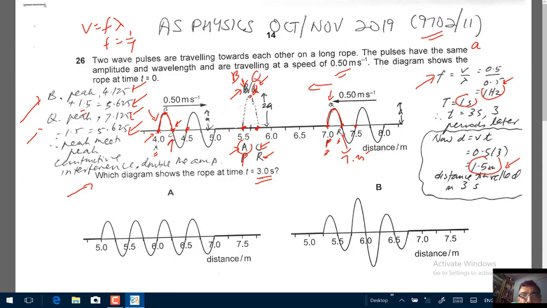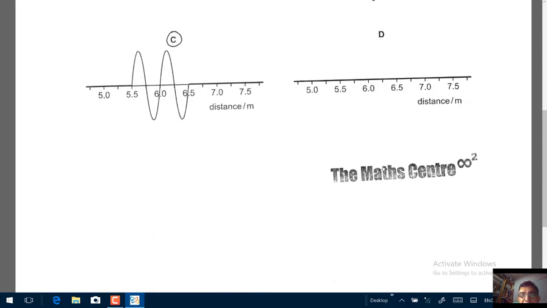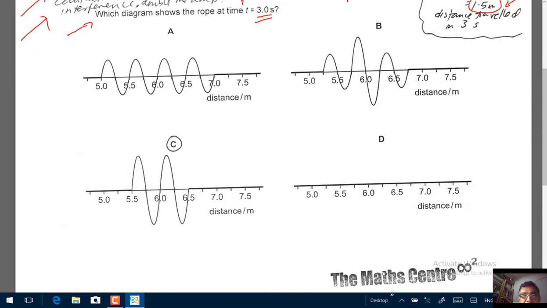What does that mean? A peak meets a peak. Therefore, we are looking at constructive interference. The amplitude here is A, and the amplitude here is A, so the amplitude here will be 2A. I'm just looking at this half of the wave. The rest you can do yourself, but I think that's more than enough. From here we can look at the answers. The correct response is C.